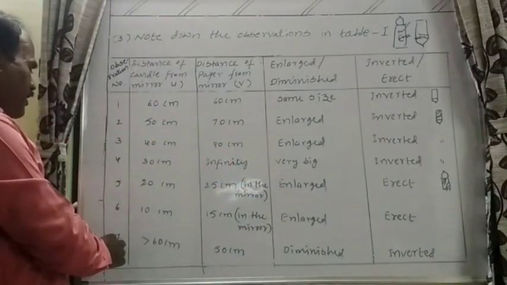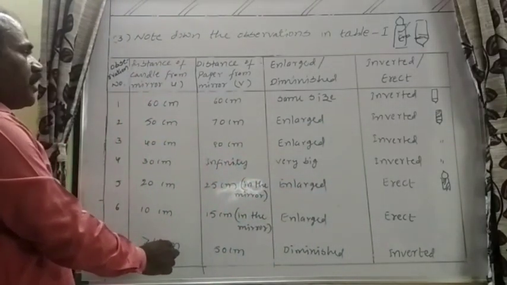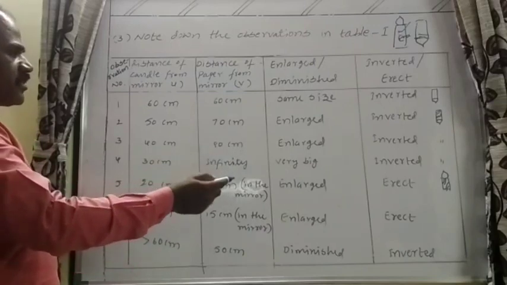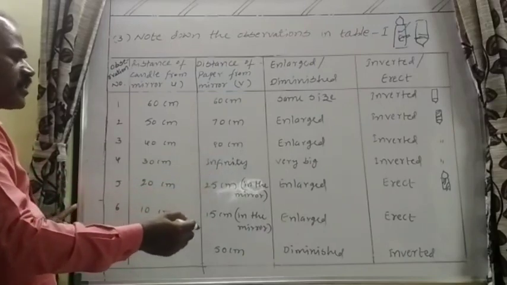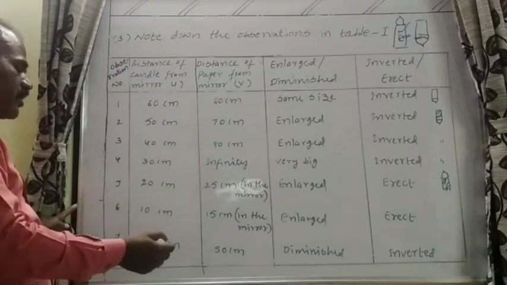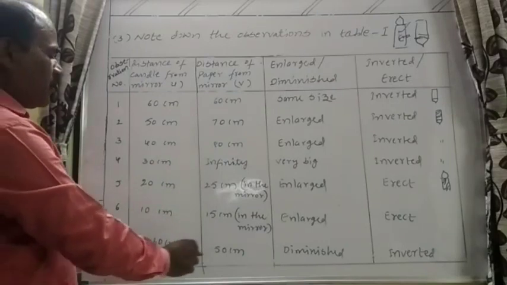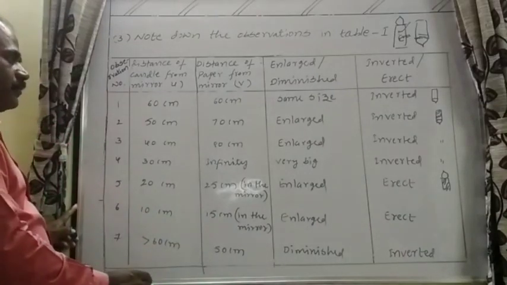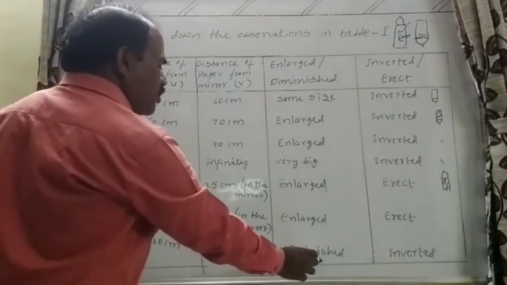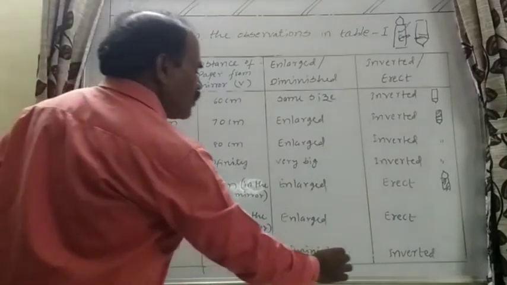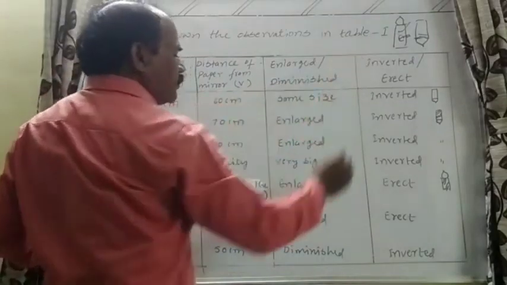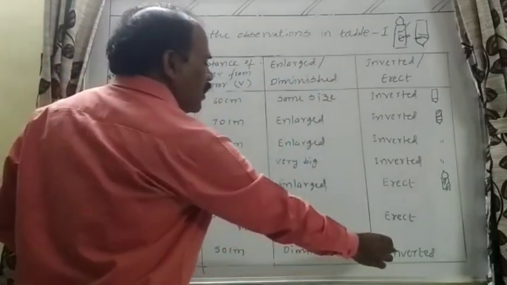The object placed greater than 60 centimeter, at the 60 centimeter distance, the 70 centimeter distance or the 80 centimeter distance. The image formed 50 centimeter distance from the mirror. The image is diminished. Diminished means small size, smaller than the object. That is diminished and inverted.